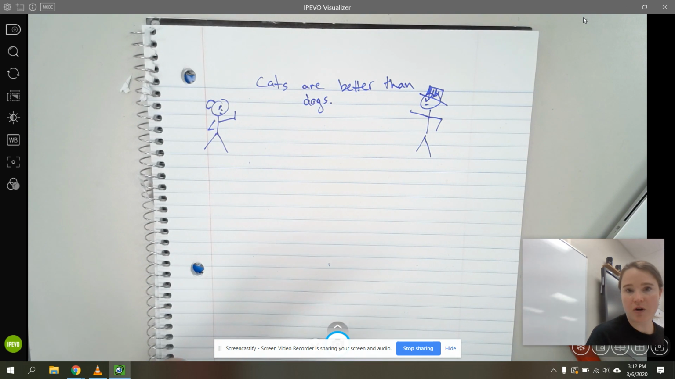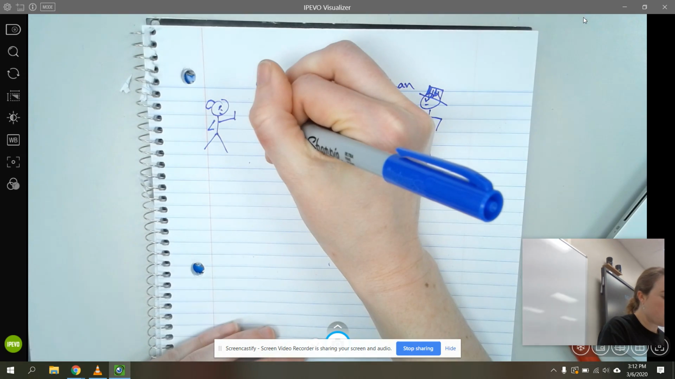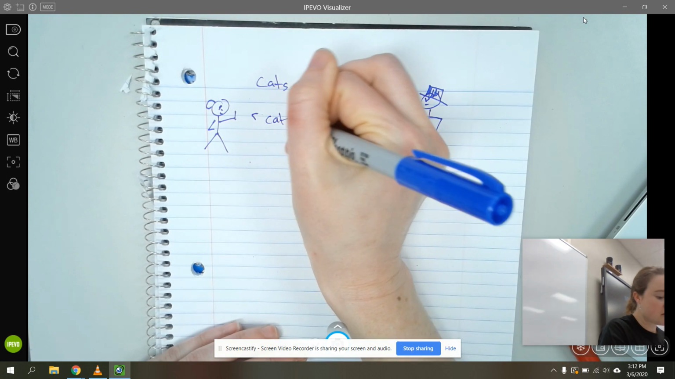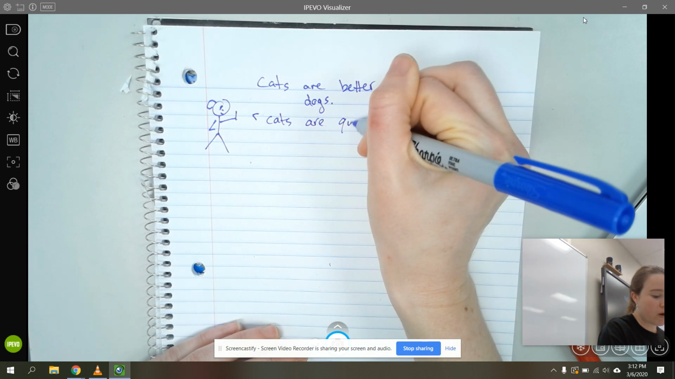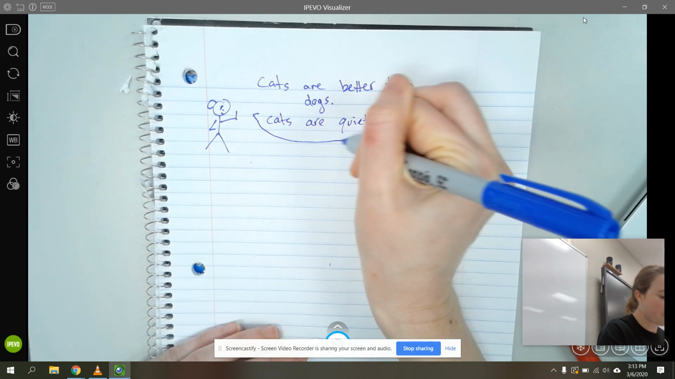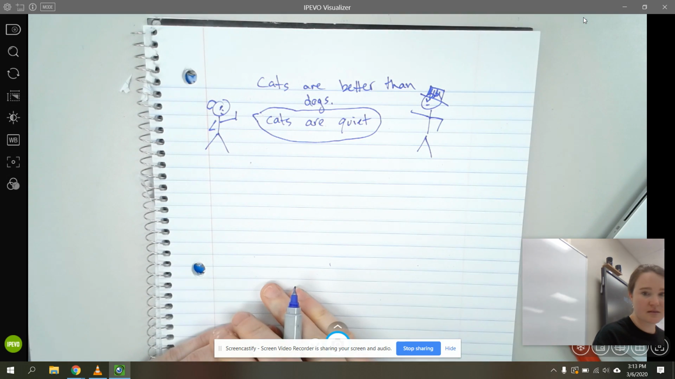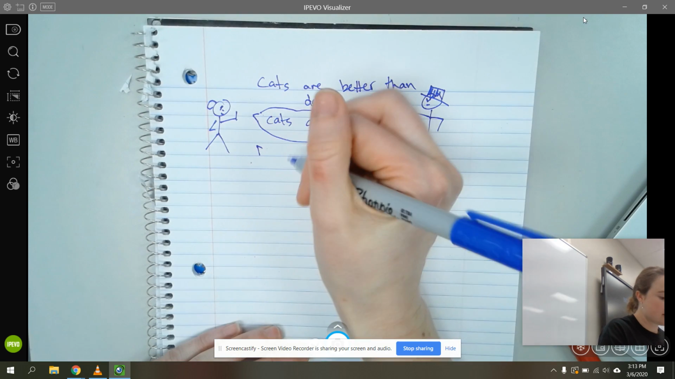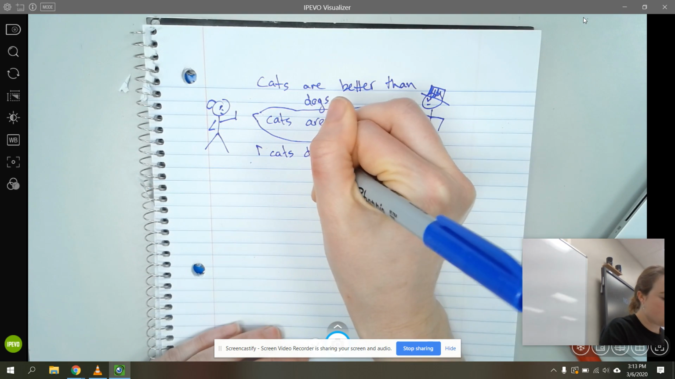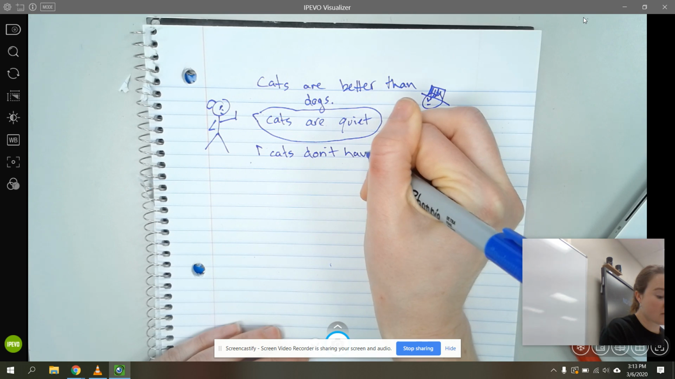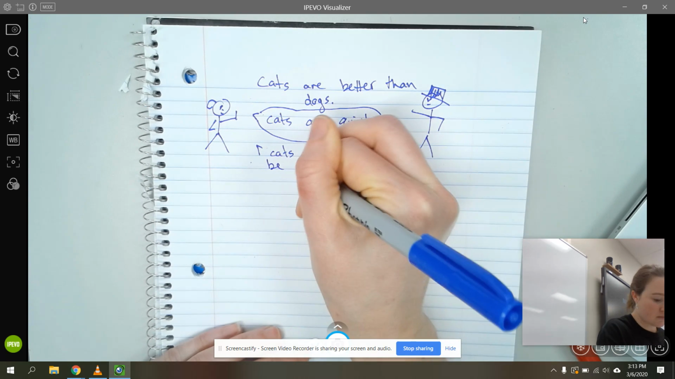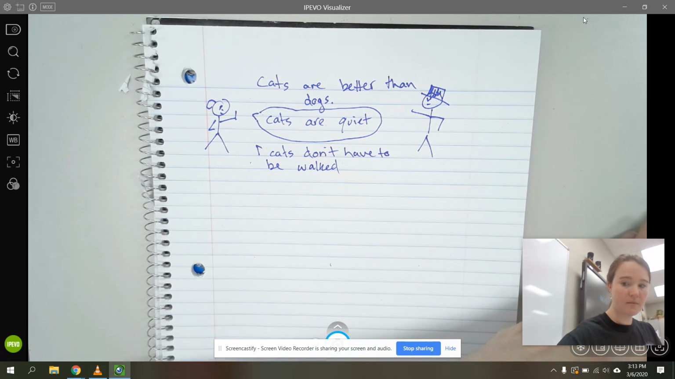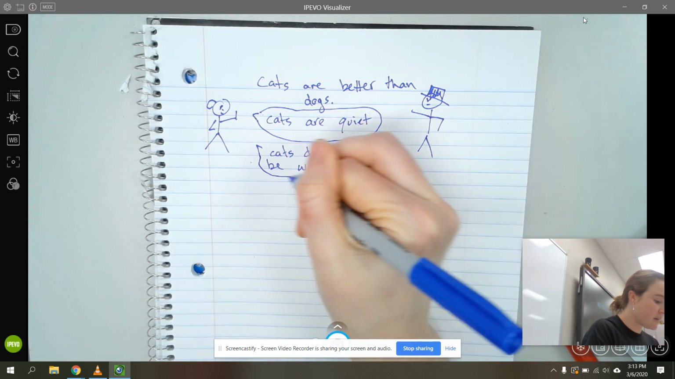Okay, so in order to visualize argument, counterclaim, counter argument, and rebuttal, remember that I get to have the first word in my essay. So cats are quiet. That's my first piece of evidence. Another thing is that cats don't have to be walked. Okay, so that's another part to my thing.